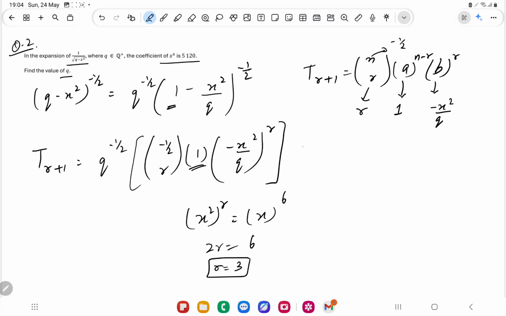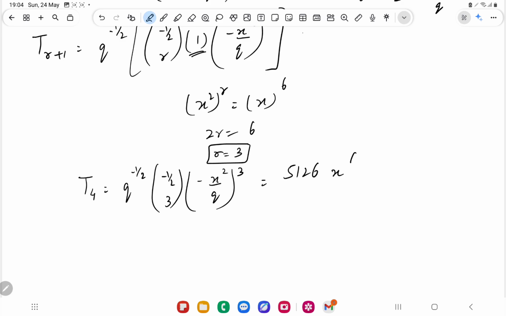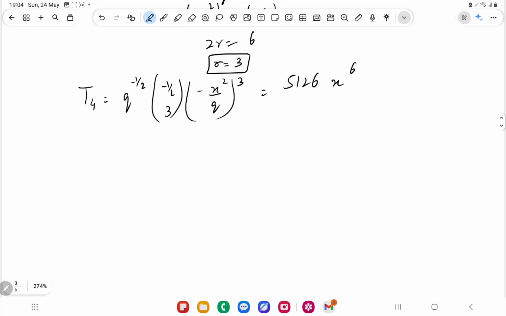It means if I put my r value as 3, I am getting the T4 term. I am just substituting r value as 3. So it will be minus x square by q to the power 3, and this entire thing should be equal to 5126 multiplied by x to the power 6. Now we just have to simplify this. If I solve, I can copy this first, q to the power minus half.